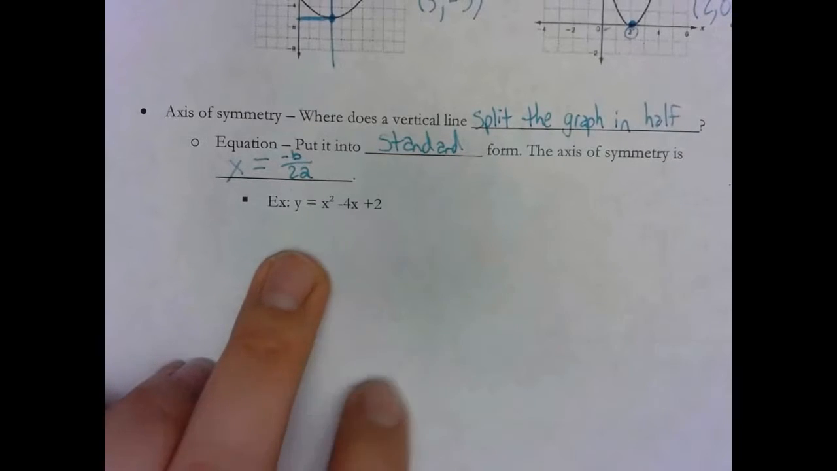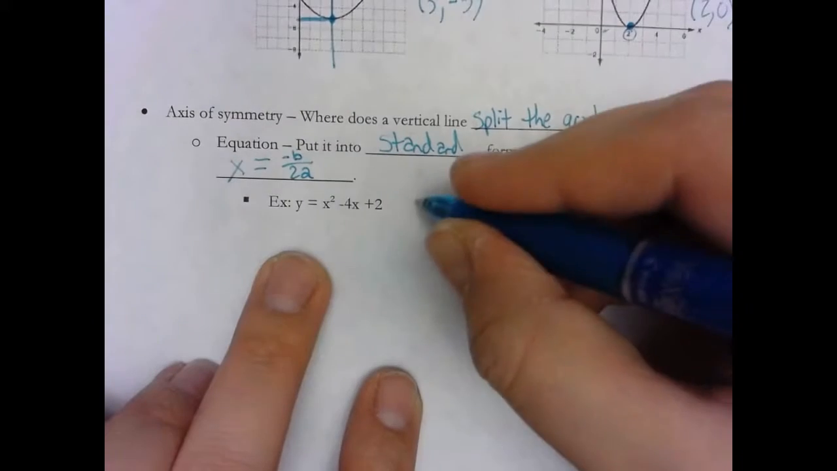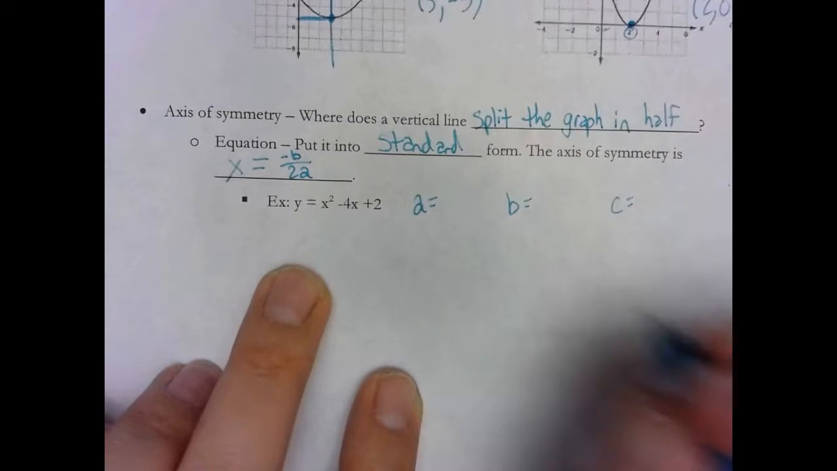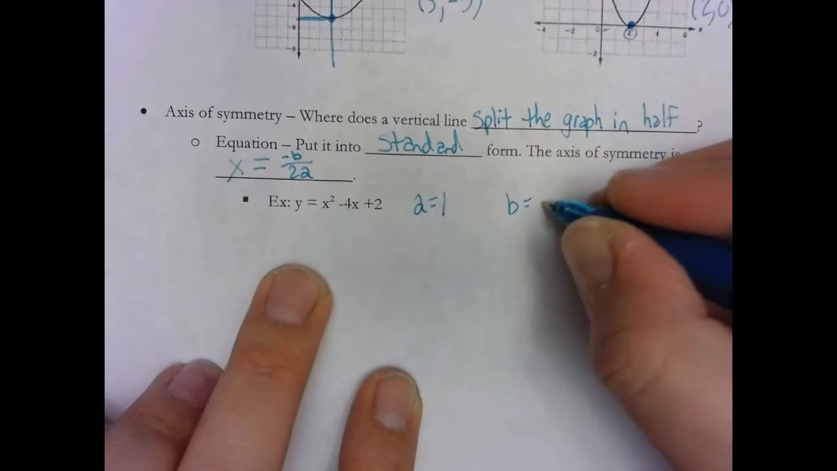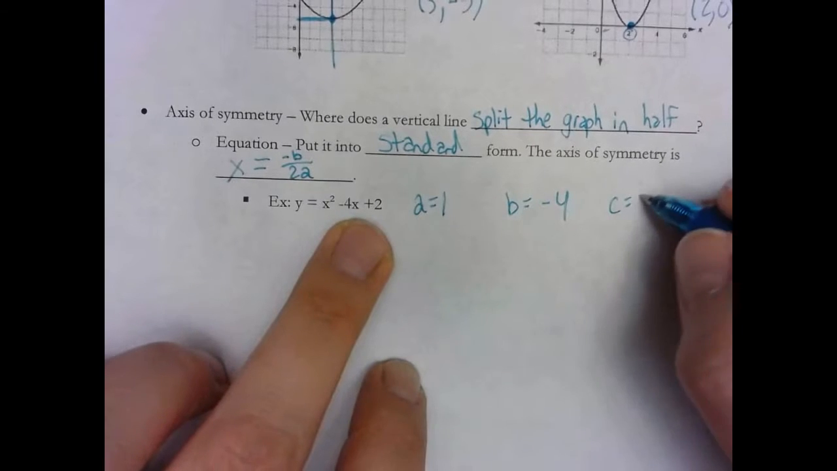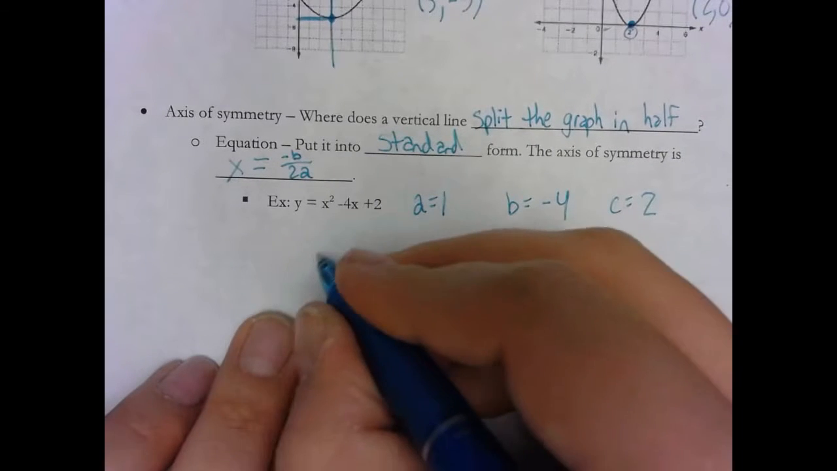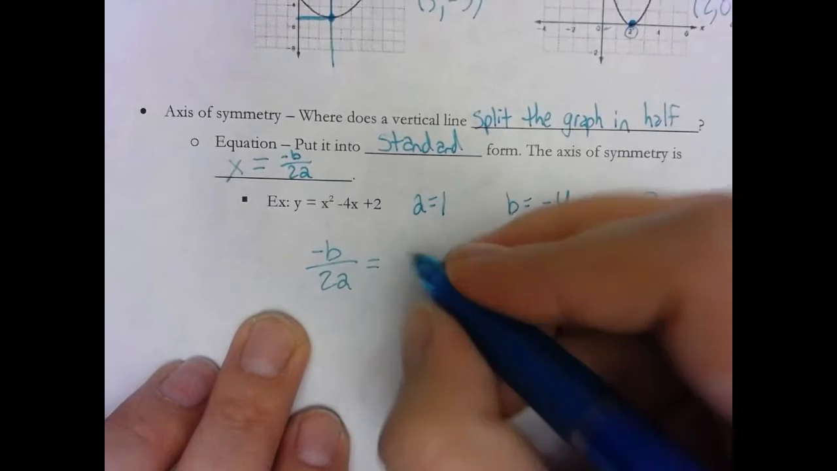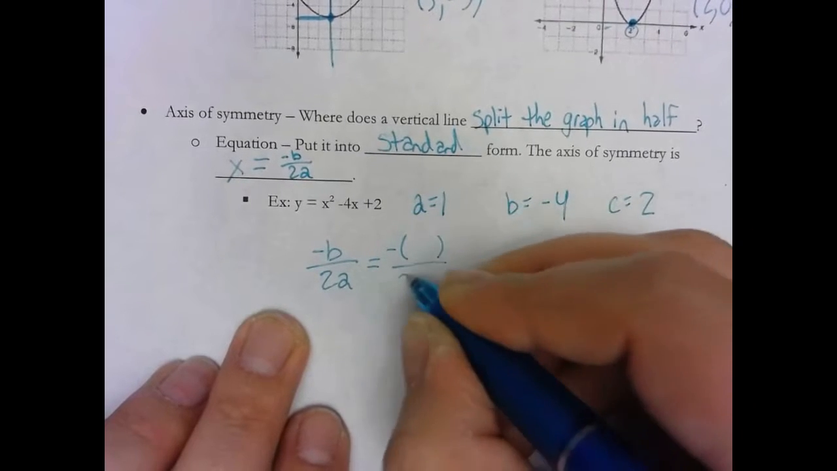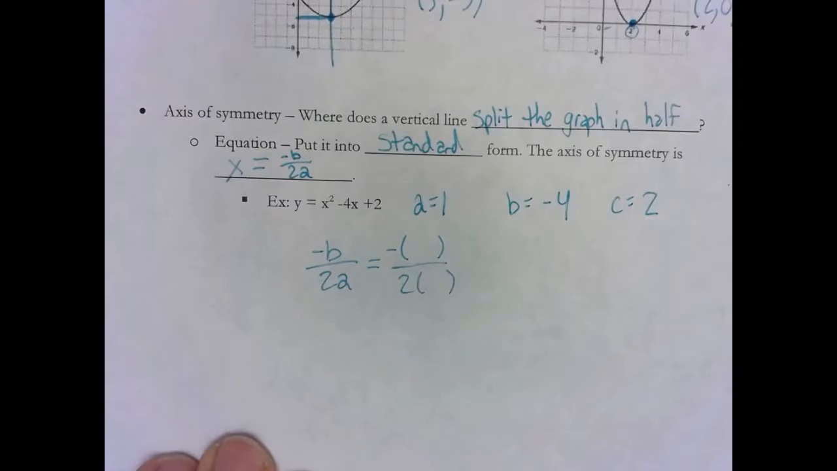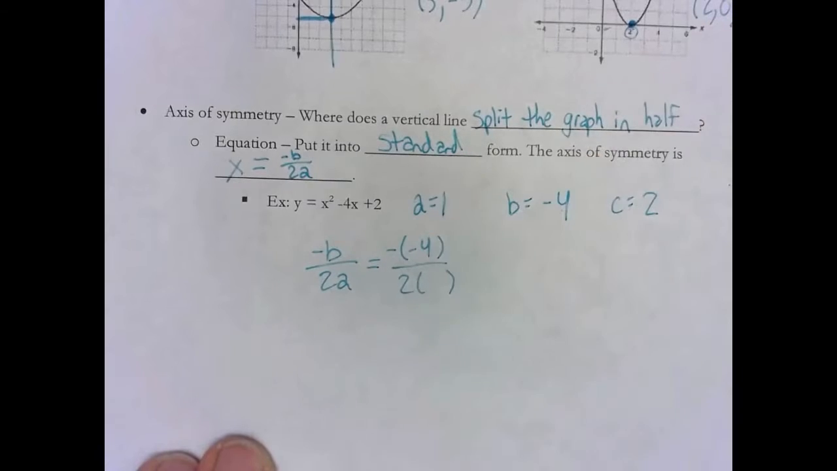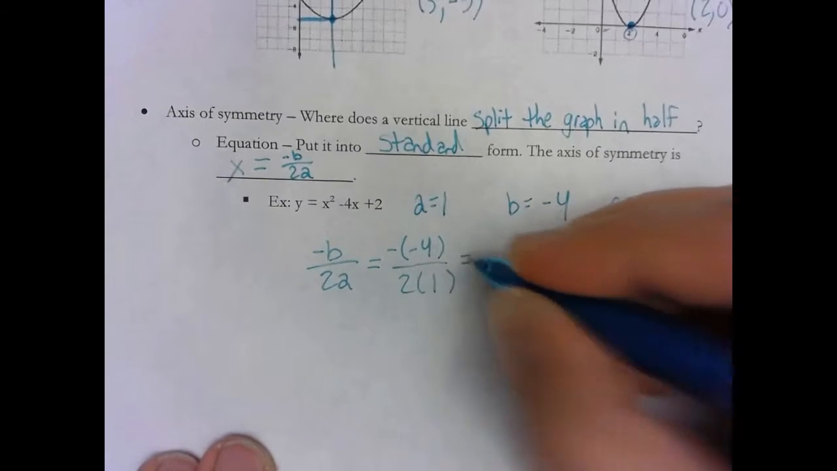All right, is this in standard form? Yeah, it is. So let's label A, B, and C. Well, A is 1, B is -4, and C is 2. So we want negative B over 2A. So negative parentheses over 2 and some parentheses. Now fill in your parentheses. B is -4, A is 1.